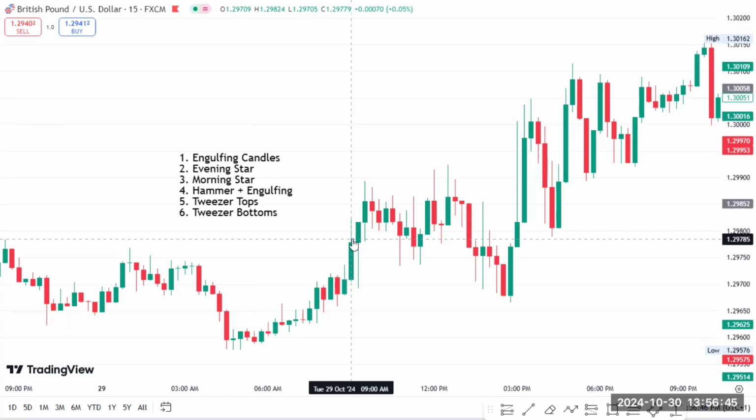So click on the part 2 of this video to know the points of interest that you will combine together with these candlestick patterns in order to take a trade.